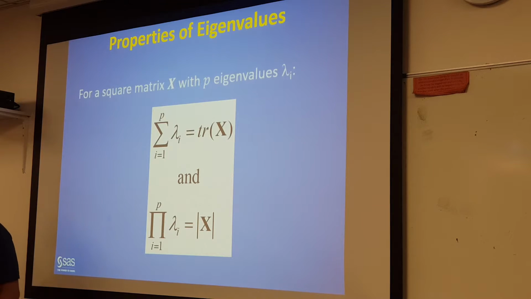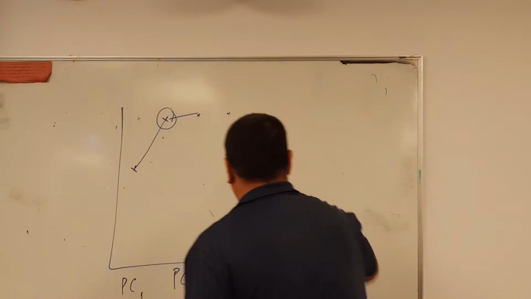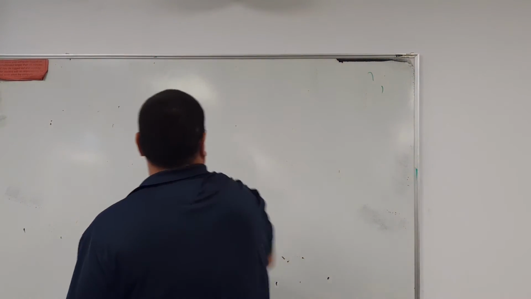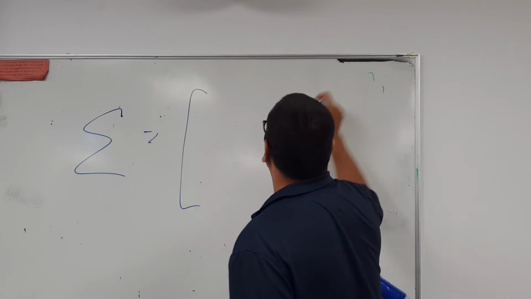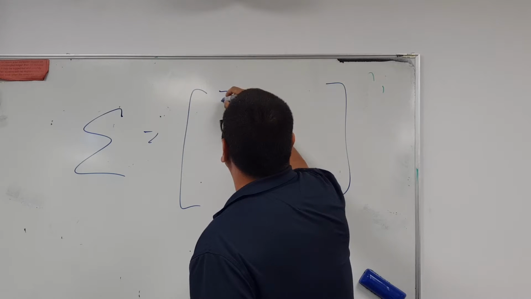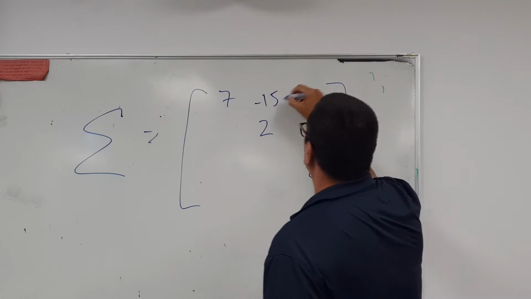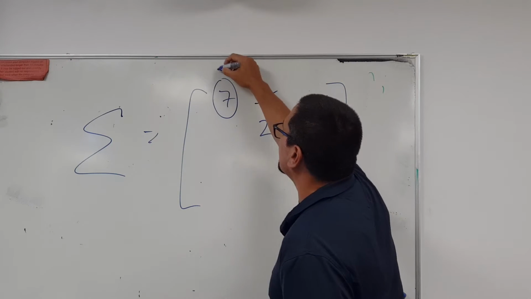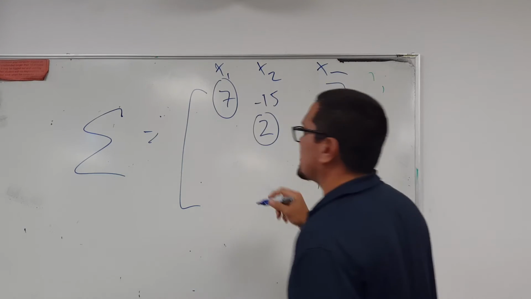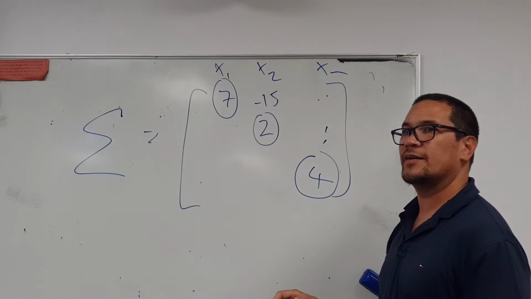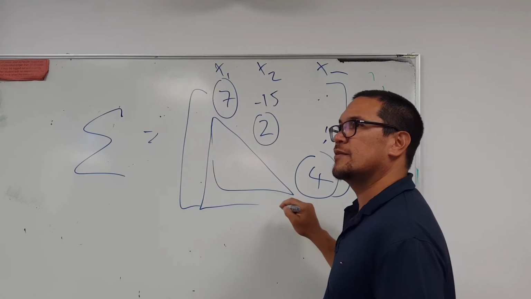So if we have your variance-covariance matrix, I'll call it sigma, because it's the population. Let's say it's 3 by 3. We might have 7, 2, 4, and then we have negative 15, and so on. This is the variance of variable x1. That's the variance of variable x2. That's the variance of variable x3, right? These are the variances, and these are the covariances.